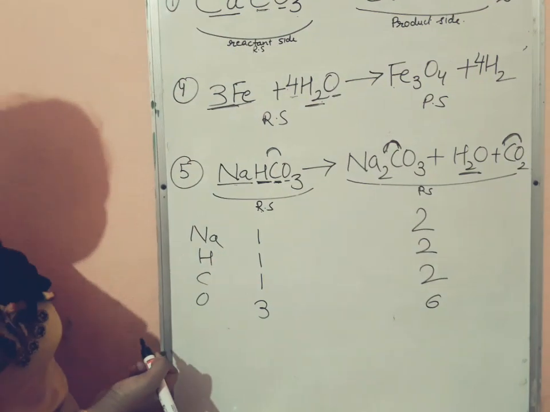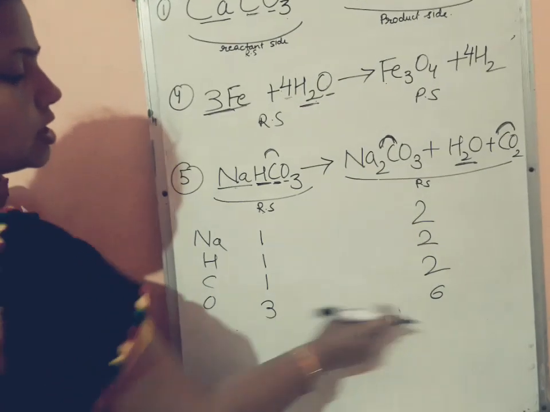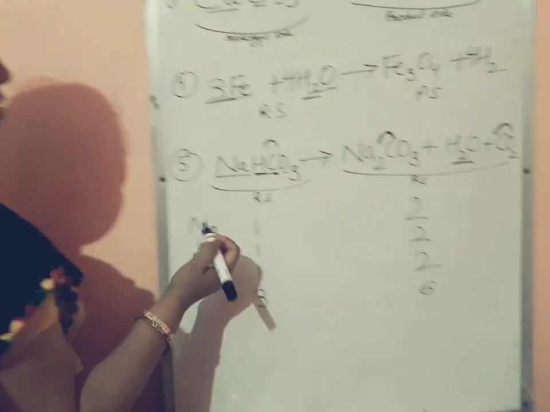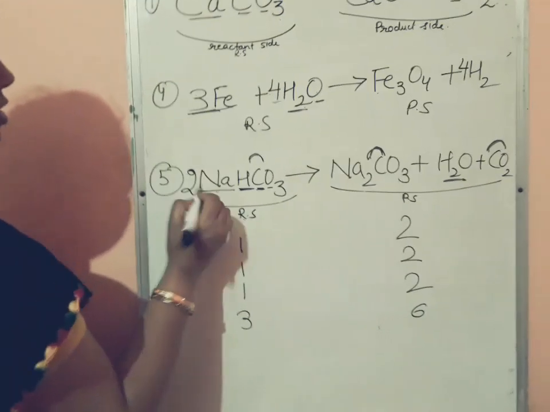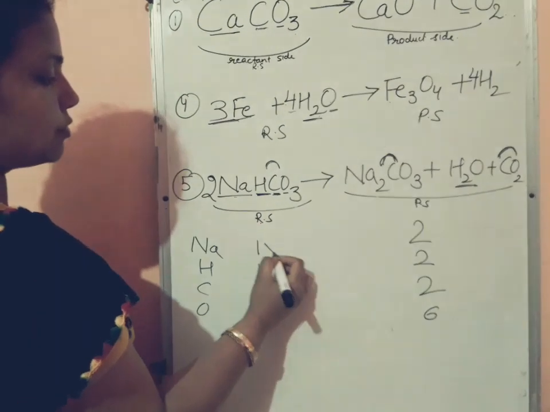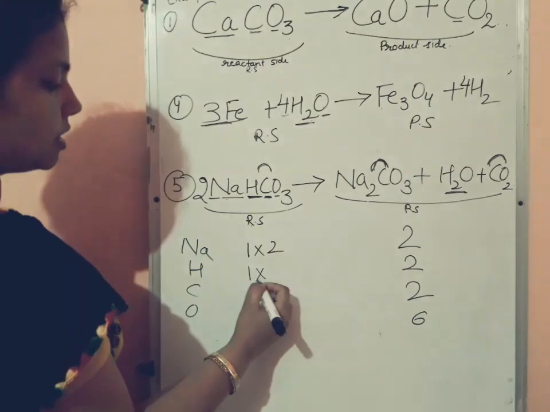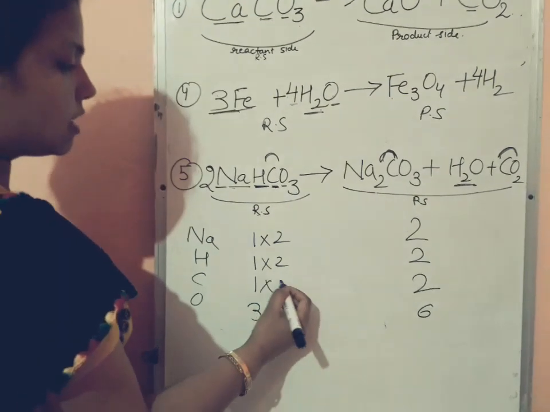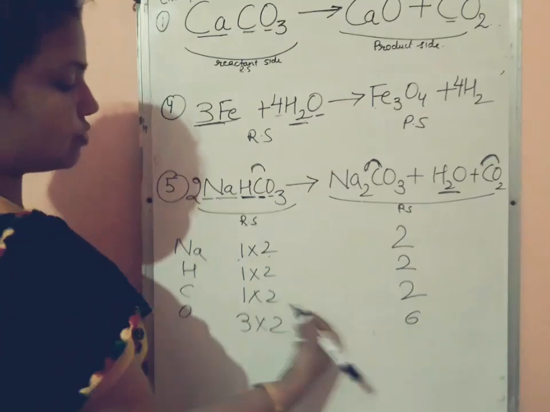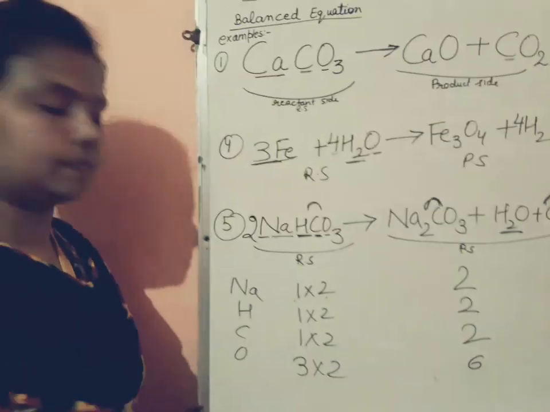Now how will we balance it? See, these are 1, these are 2. This is 3, this is 6. It means the product side is doubled. So sodium is 2, we will write 2 here. Sodium becomes 2. When we multiply by 2, all sodium is multiplied by 2. On the reactant side, hydrogen is also double, carbon is also double, and oxygen is also double. It means 1 2s are 2, 2, 2, 2, and 3 2s are 6 and 6. Now it is a balanced chemical equation.